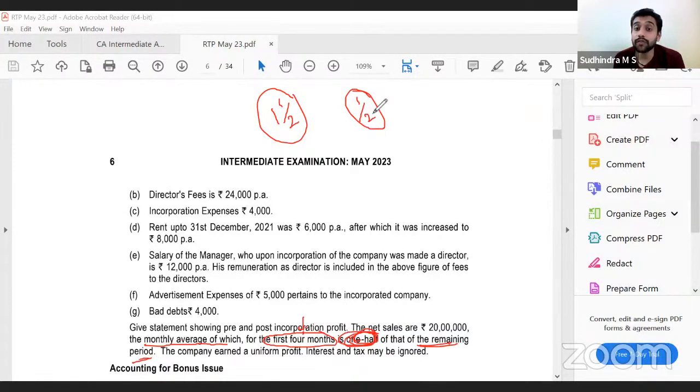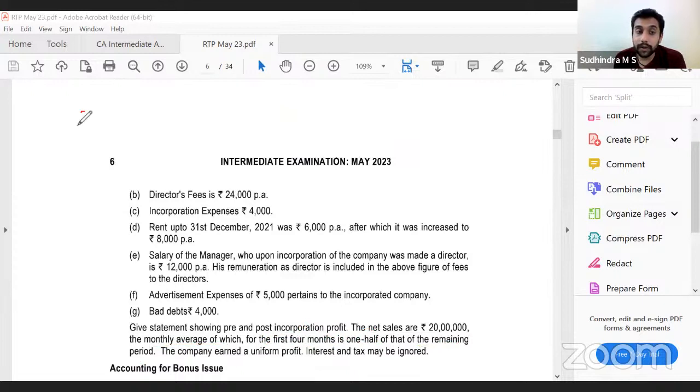And they are talking not of the total sales, they are talking of monthly average sales. So if monthly average sales pre-incorporation is X, post-incorporation will be double, 2X. Instead of taking post-incorporation as X and pre-incorporation as half of X, which would be difficult for calculation, we will double. So total sales pre-incorporation is 4X, for 4 months.